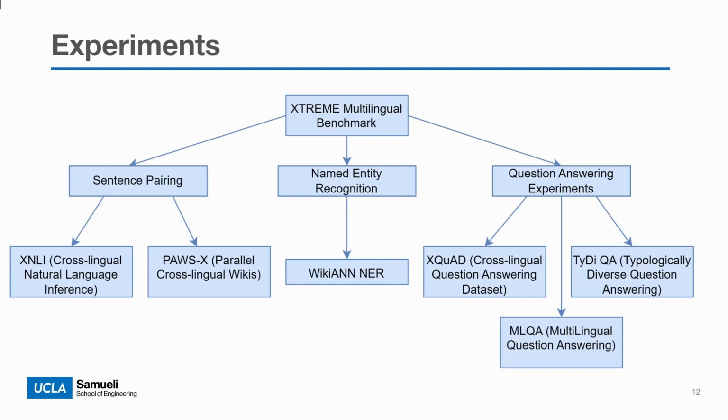The last part of the XTREME multilingual benchmark was the question answering experiments. It included XQuAD, TyDi QA, and MLQA. XQuAD is a benchmark dataset for evaluating cross-lingual question answering performance. It consists of a subset of 240 paragraphs and 1190 question answer pairs with their professional translations into 10 languages. Consequently, the dataset is entirely parallel across 11 languages.